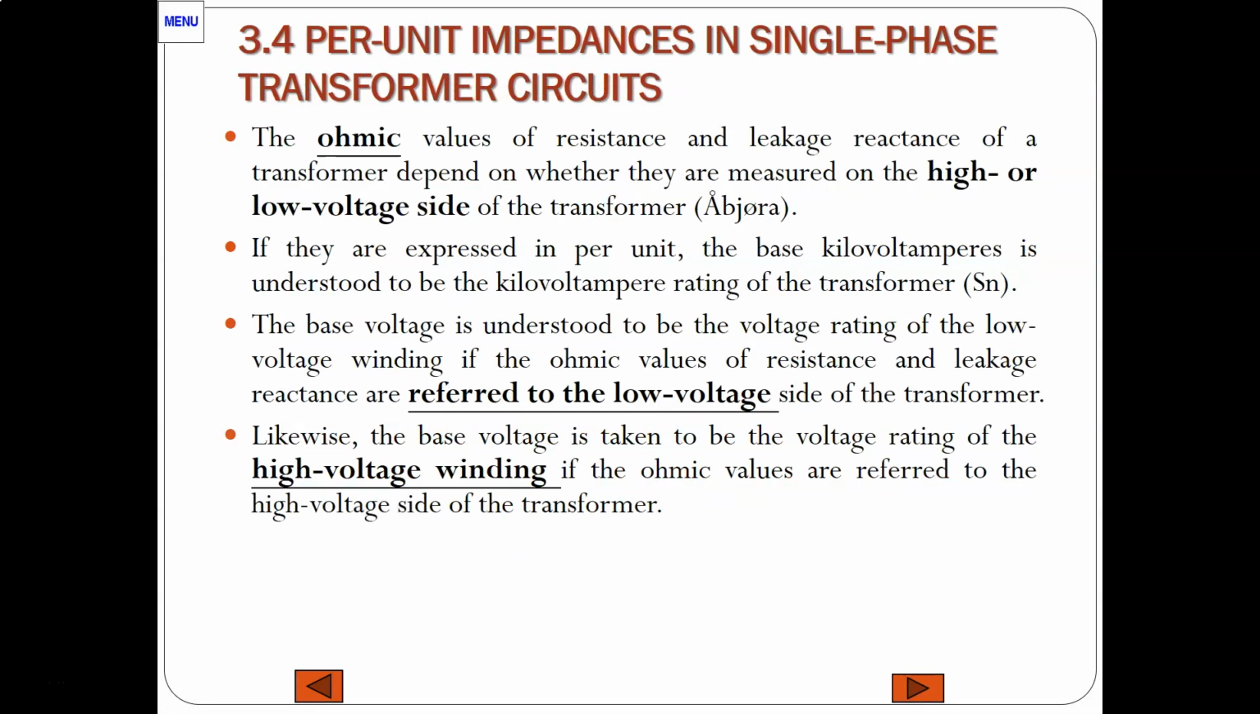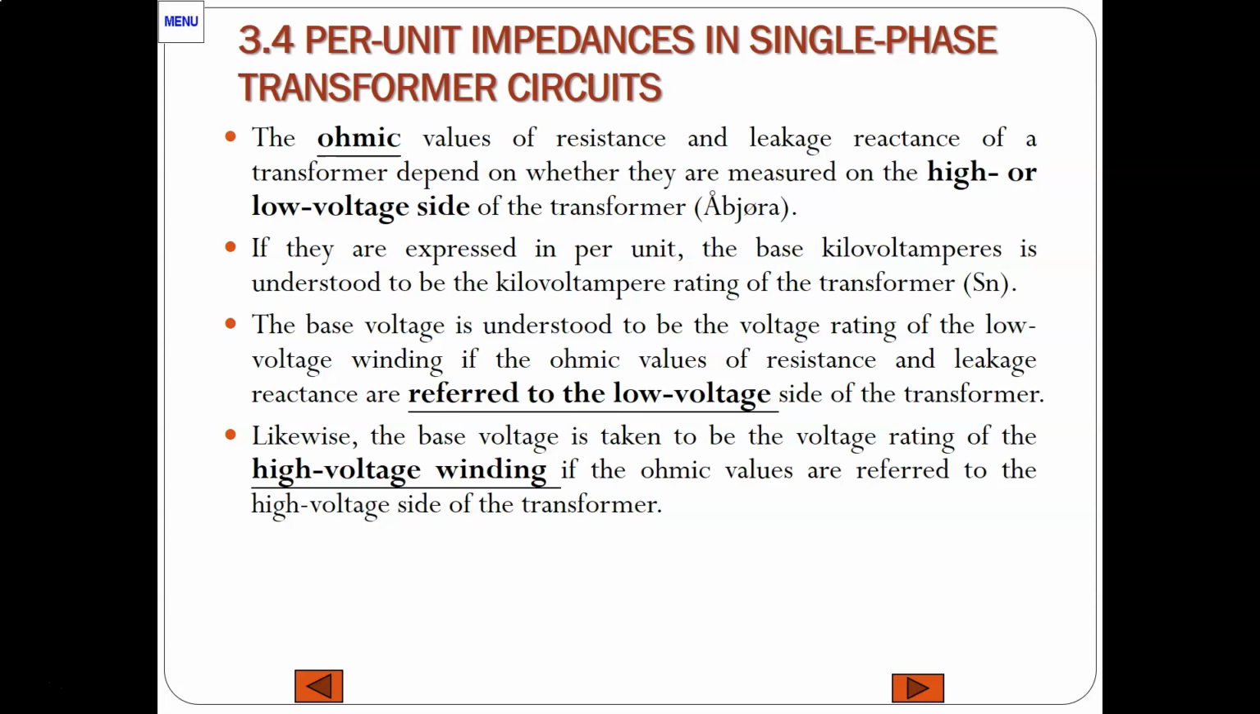Now we will come back to the per unit impedance calculation. The ohmic values of resistance and leakage reactance of a transformer depend on whether they are measured on the high or low voltage side of the transformer. We'll come to an example soon. If they are expressed in per unit, the base kilovolt amperes is understood to be the kilovolt ampere rating of the transformer. So you need to locate that rating value.